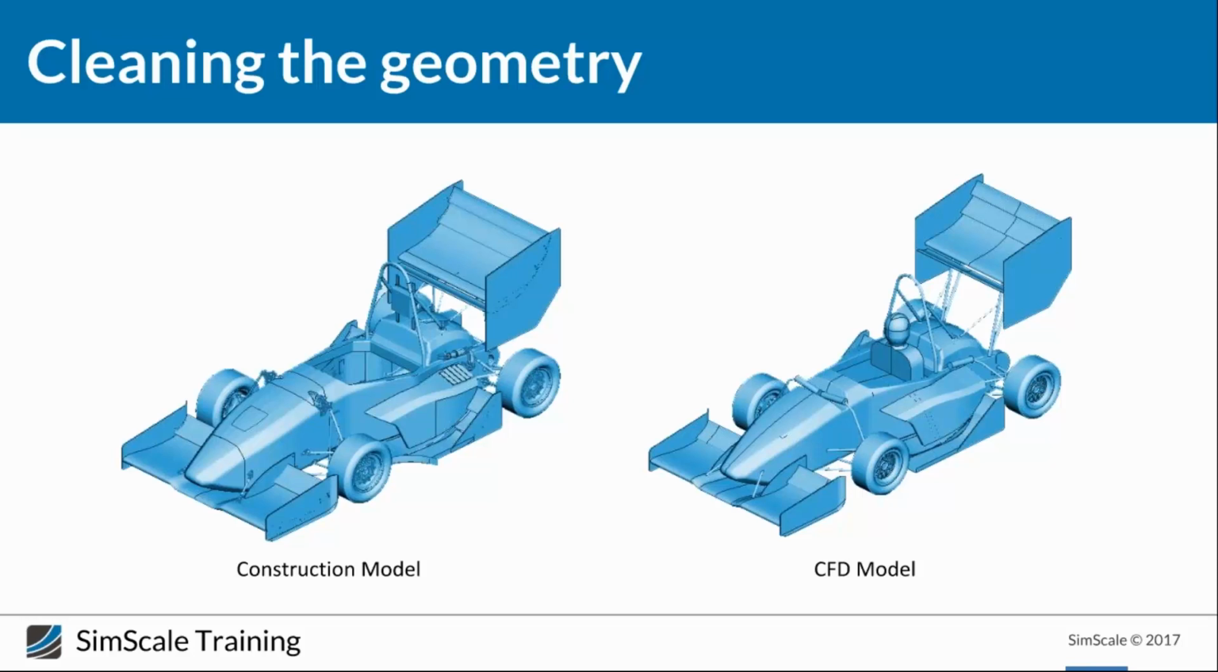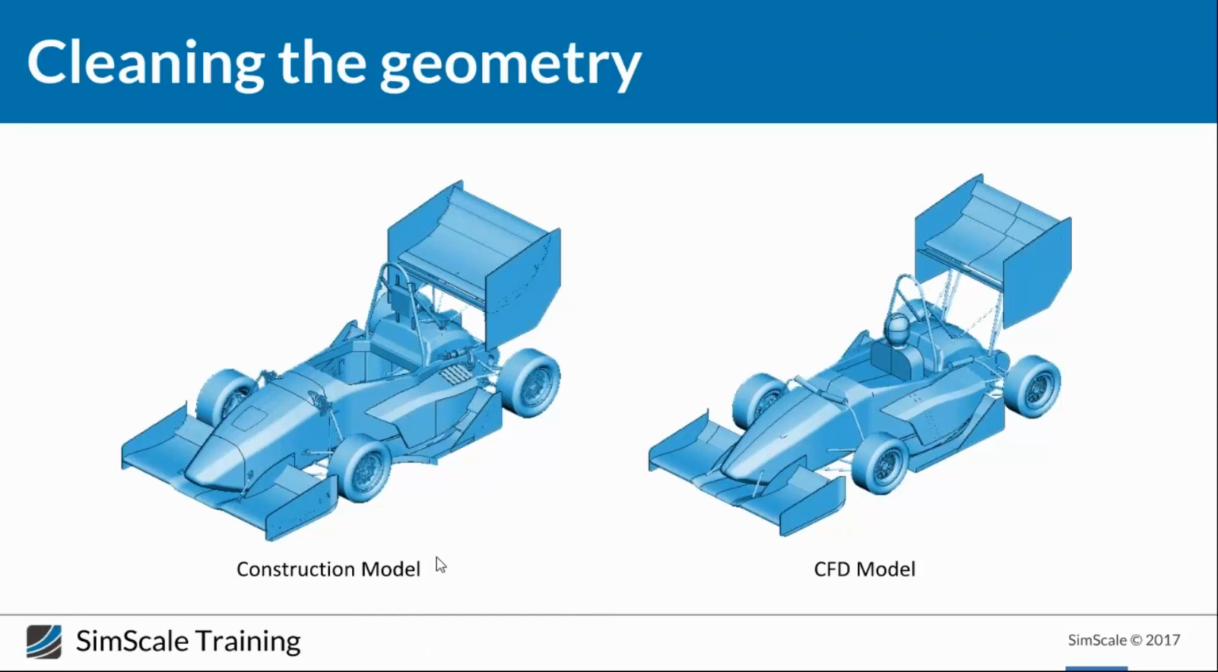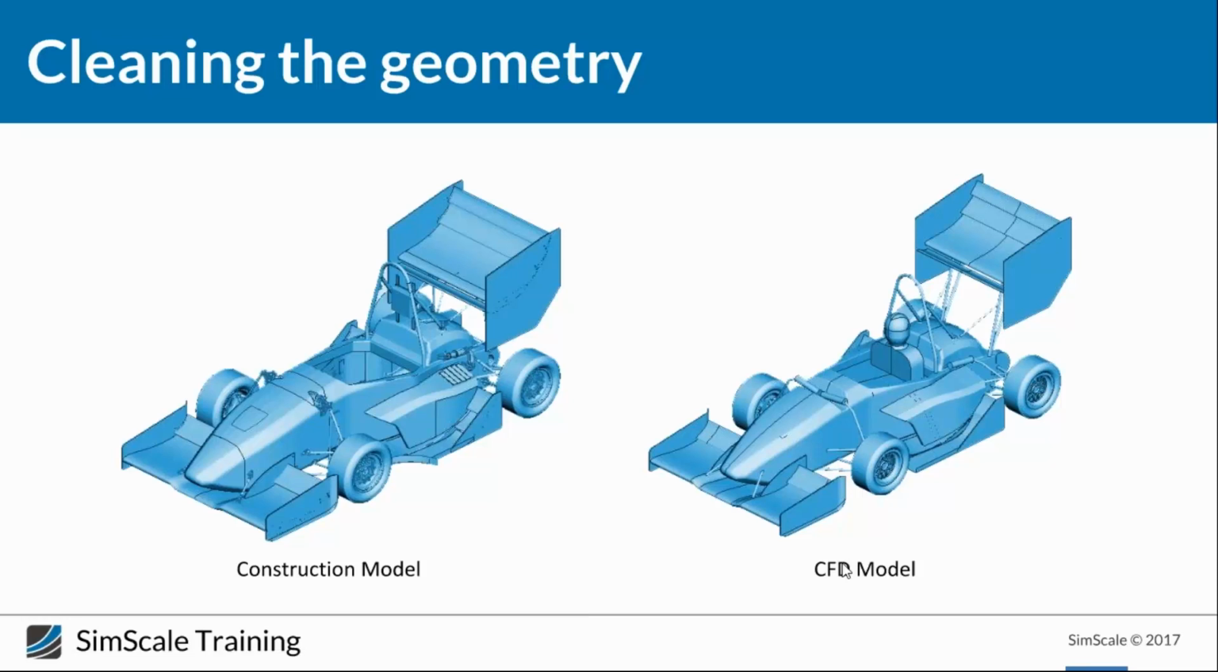Most of us think that they are identical cars with the same shape, almost the same, but if you dig deeper into the details of this geometry, we can find that there is a huge difference between the two geometries, and we're going to discover this in a few seconds. Just to give you an idea, on the left side we are looking at a construction model, or a design model, but on the right side it's a CFD, or let's call it CAE, computer aided engineering model.